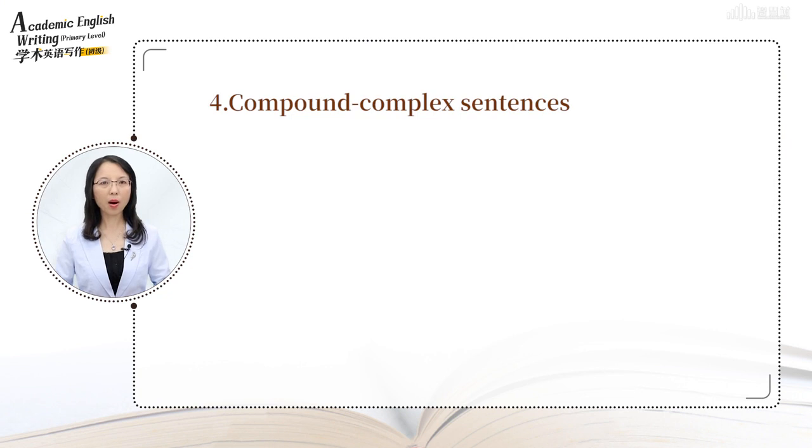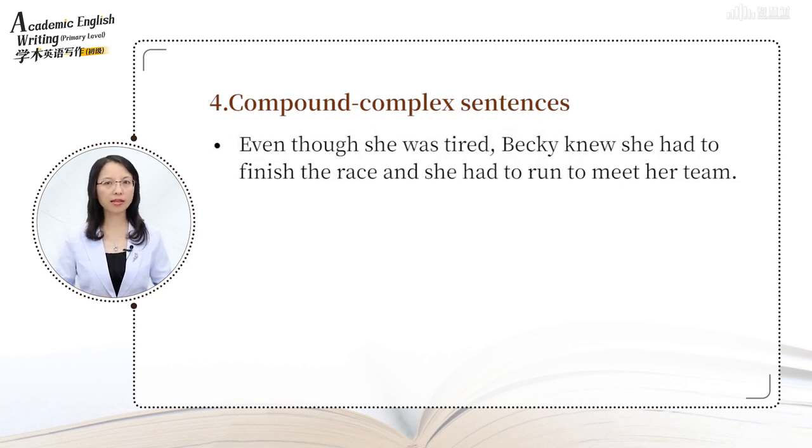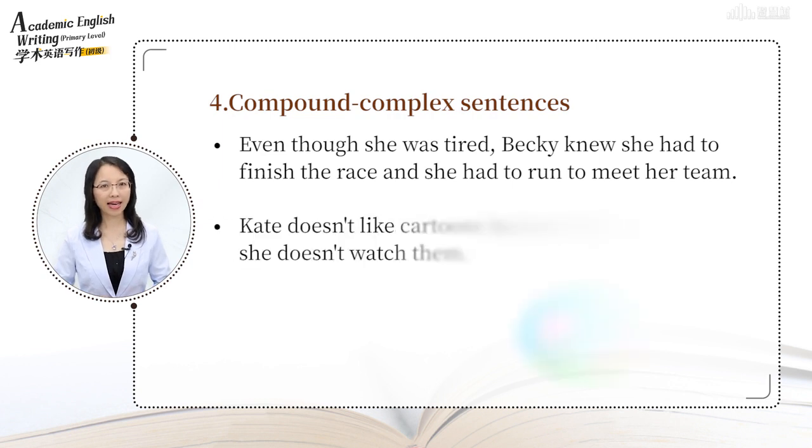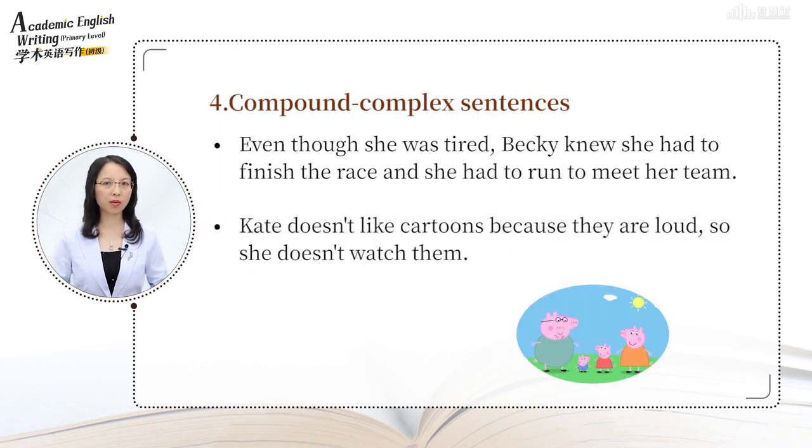4. A compound complex sentence is made up of two independent clauses and one or more dependent clauses. For example, even though she was tired, Becky knew she had to finish the race and she had to run to meet her team. Kate doesn't like cartoons because they are loud, so she doesn't watch them. In the first sentence, even though she was tired is a dependent clause. It forms a part of a complex sentence.